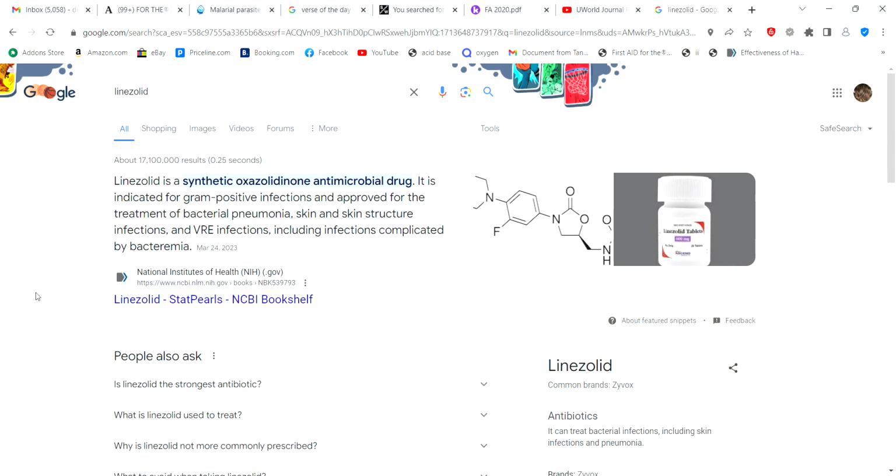This is due to COX-1 inhibition, which results in impaired prostaglandin and decreased synthesis of thromboxane A2. So basically, aspirin causes COX-1 inhibition, and that causes decreased prostaglandins and decreased thromboxane A2.